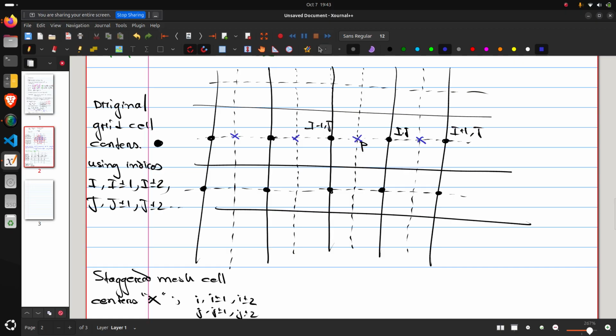The small j's we will encounter when we see the y momentum equation and the control volume for the v velocity. Okay, so what will be the index of this point P? It will be small i, capital J, right? And this will be what? It will be small i plus 1, capital J. This will be small i minus 1, capital J, and similarly like this.